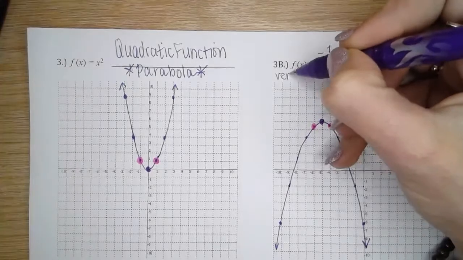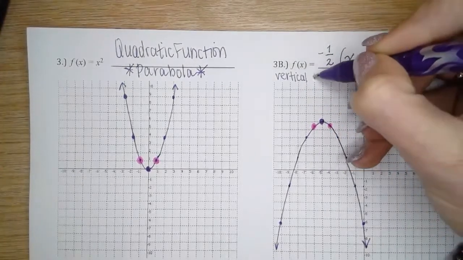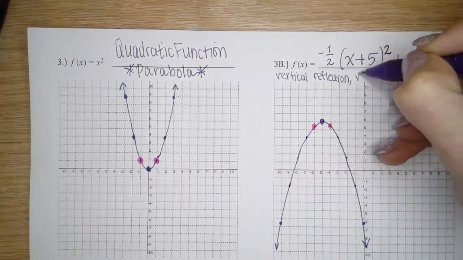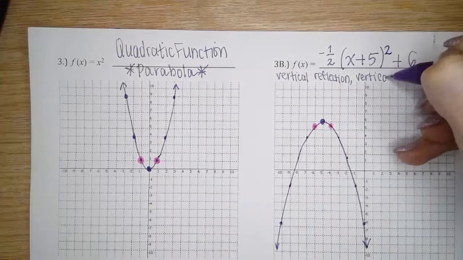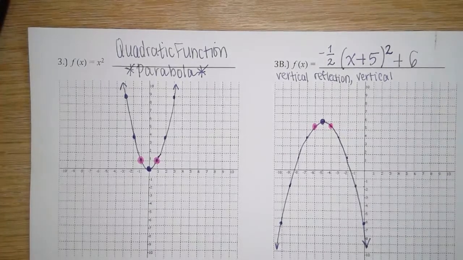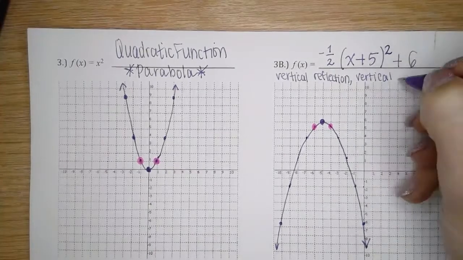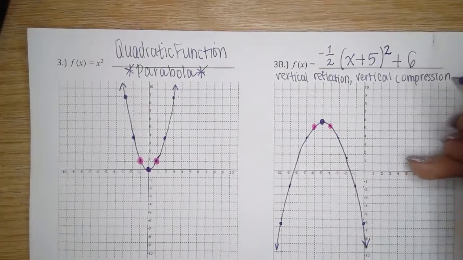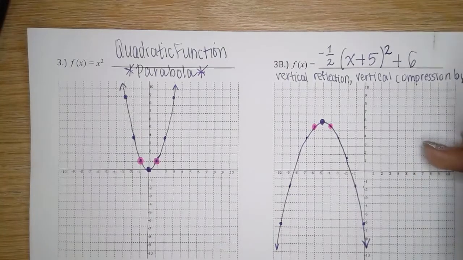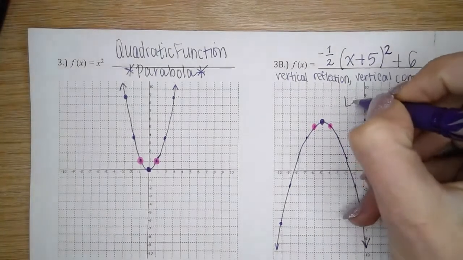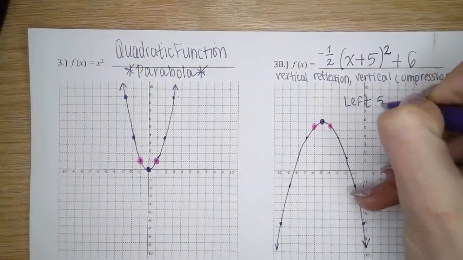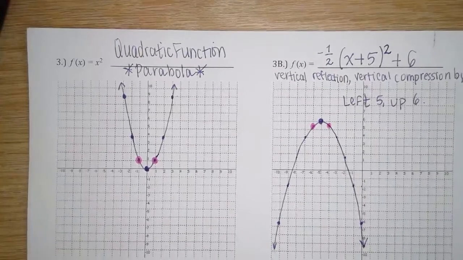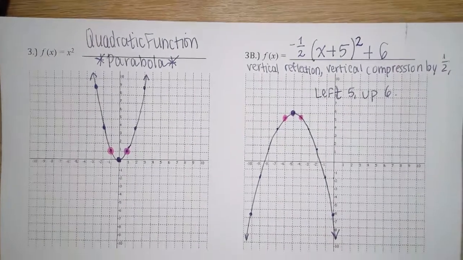So what are we going to say? We got a vertical reflection, vertical compression by 1/2, and left 5, up 6. There you go. That's all of it.